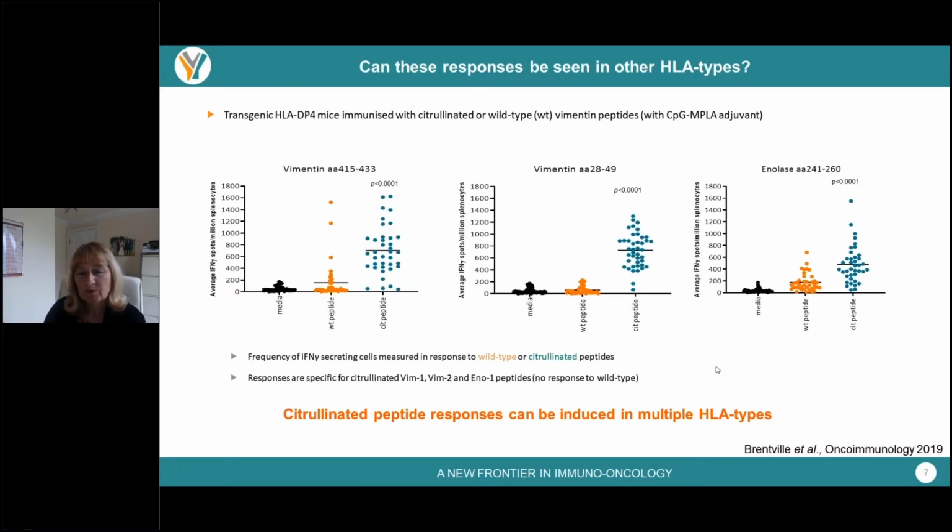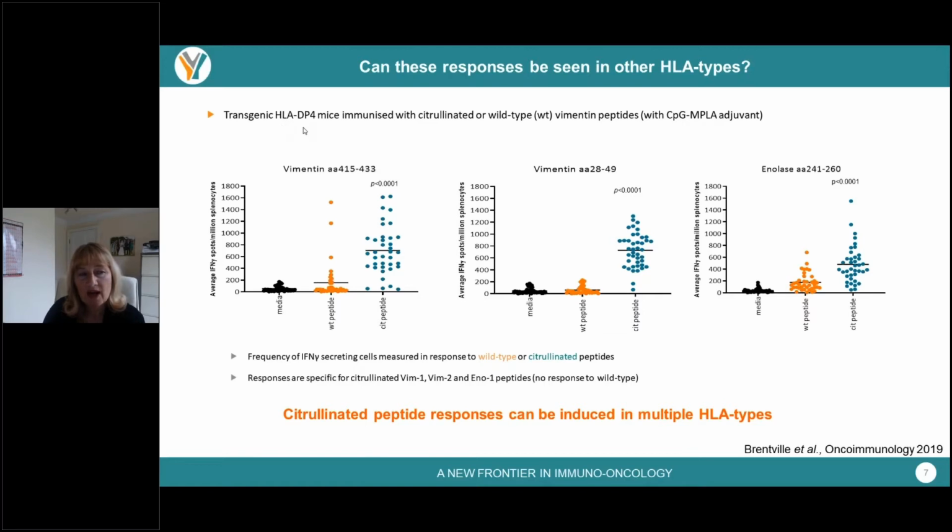But clearly it would be quite nice if we could cure everybody with DR4 from getting tumors, but it would be even better if we could look at other HLA types. And indeed, if this is a normal stress response, you would expect it to work in other HLA types rather than just DR4, or there would definitely be a selective advantage in being DR4.